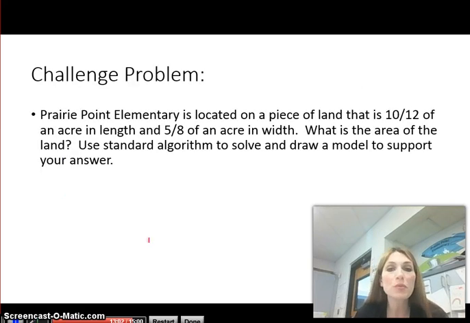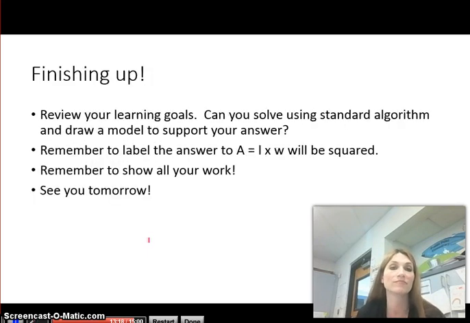Challenge problem. Prairie Point Elementary is located on a piece of land that is 10/12 of an acre in length and 5/8 of an acre in width. What is the area of the land? Use standard algorithm to solve and draw a model to support your answer. Make sure that you do both and show all work.